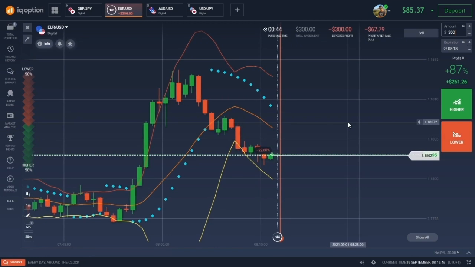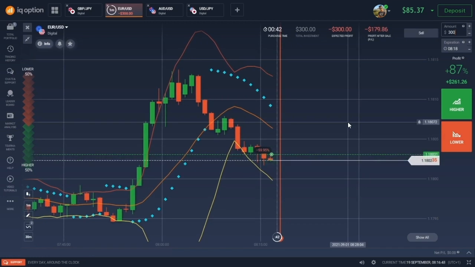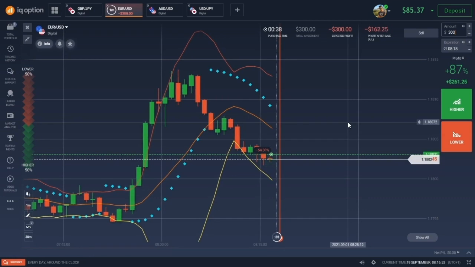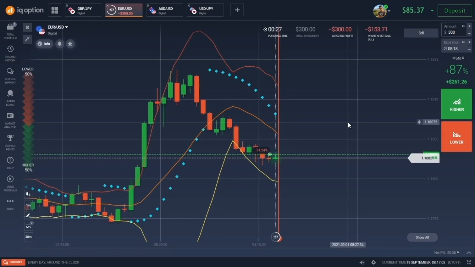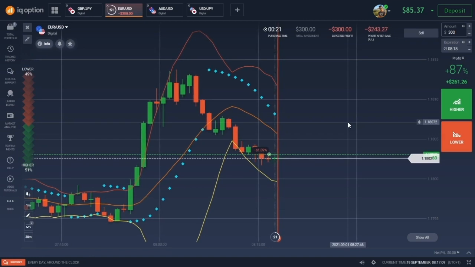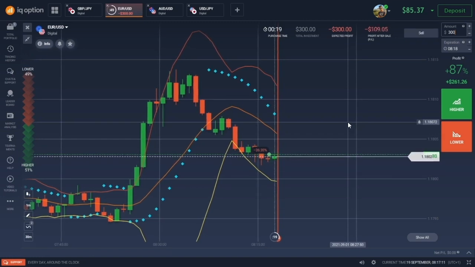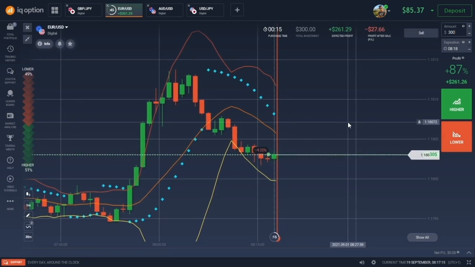So simply, you can just go like this, try to win every candle, and look for good signals on other assets like this one, British pound USD. And I hope we'll reach $1,000 just for you guys.